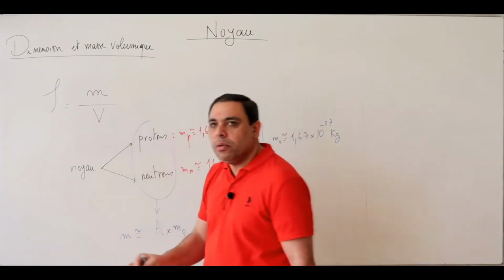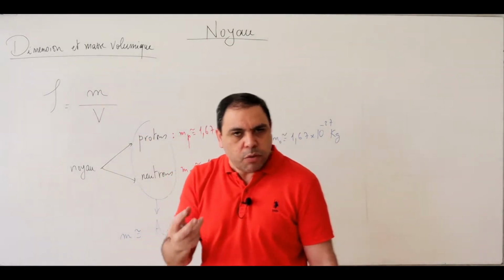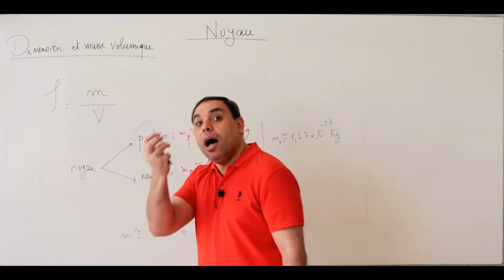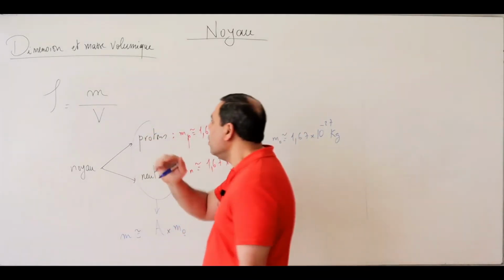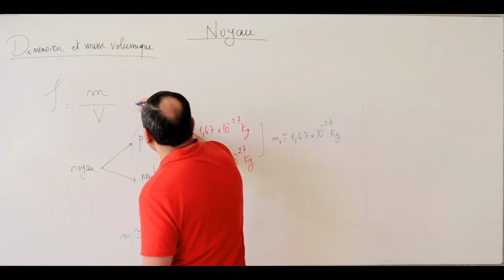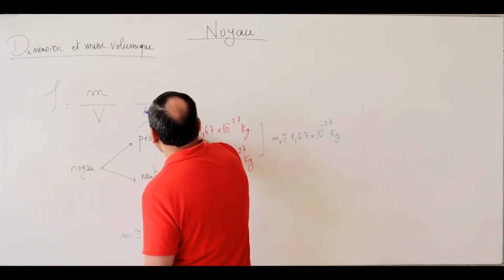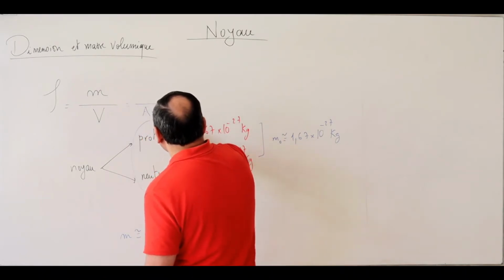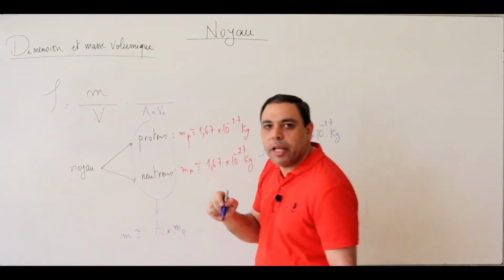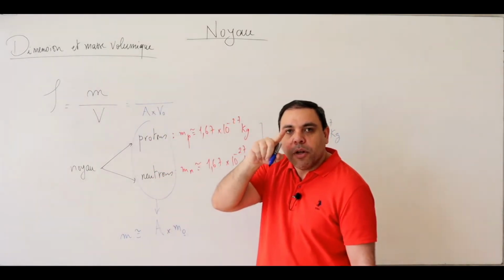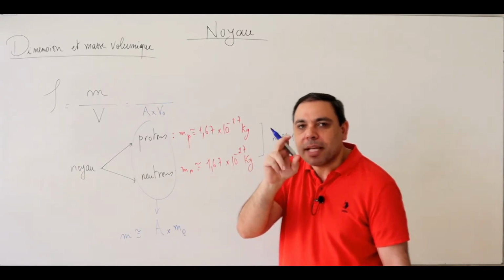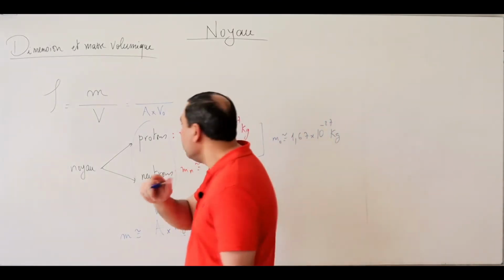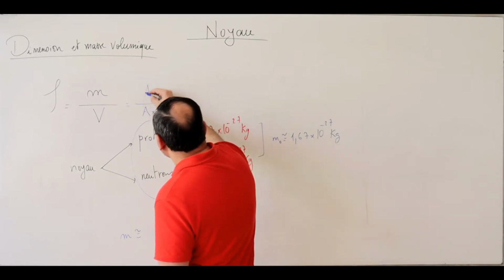On the other hand, the volume of a nucleus is equal to A multiplied by the volume of one nucleon, V0. We obtain A times V0. V0 is the volume of a nucleon. A nucleon is assumed to be a sphere of radius r0. Its volume is 4 over 3 pi r0 cubed.